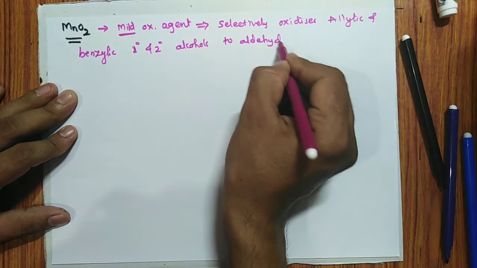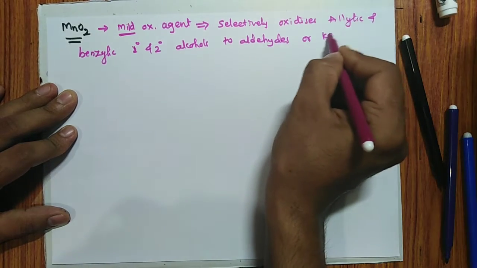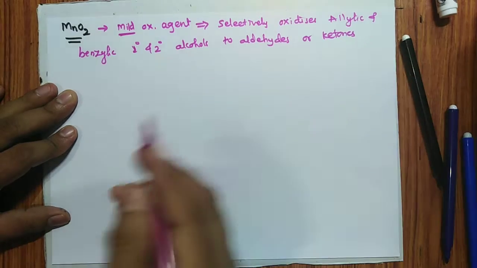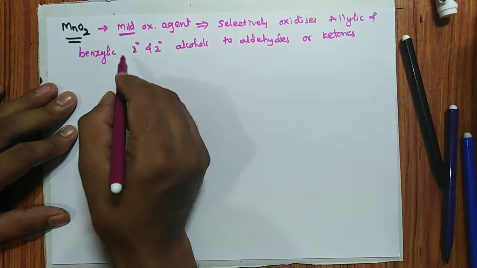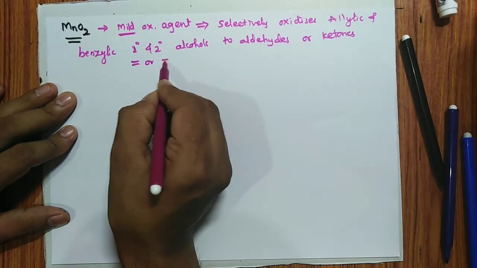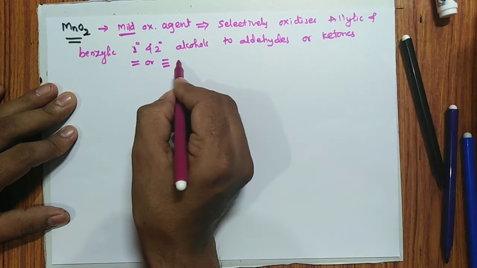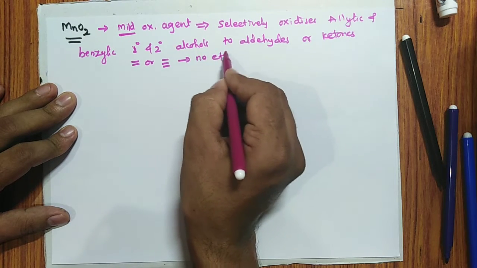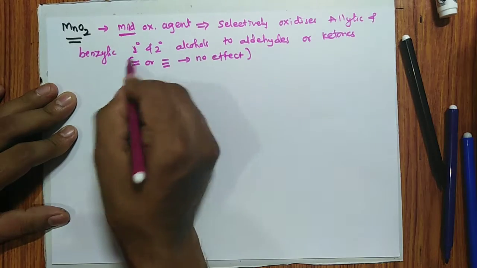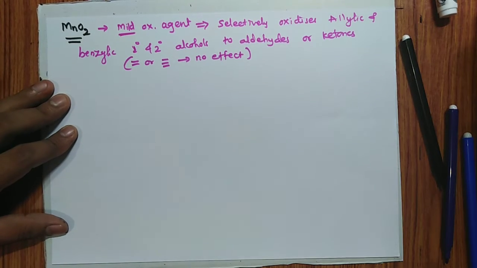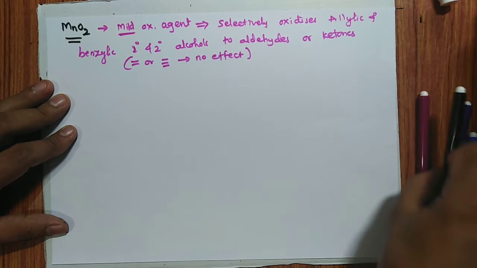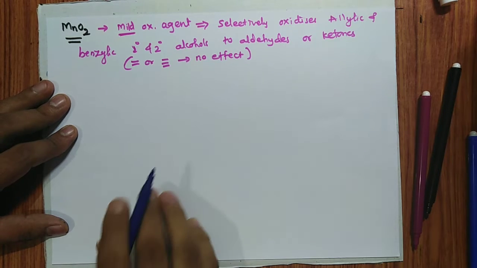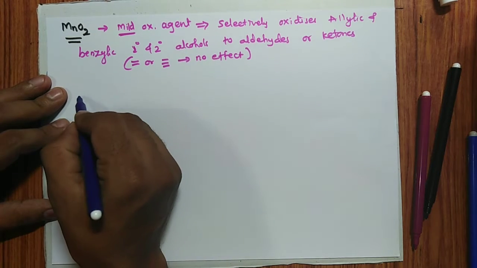aldehydes or ketones. And remember, there is no effect on a double bond or triple bond. So it's a mild oxidizing agent. Only allylic or you can say benzylic alcohols can be converted. One example I will give you.